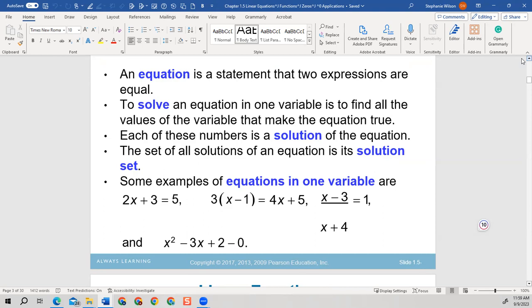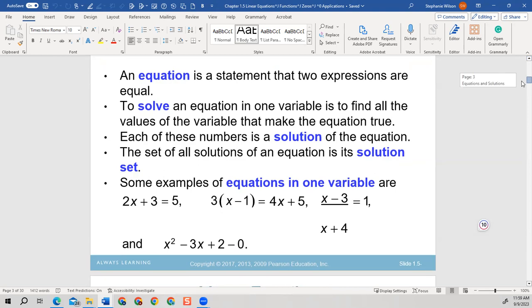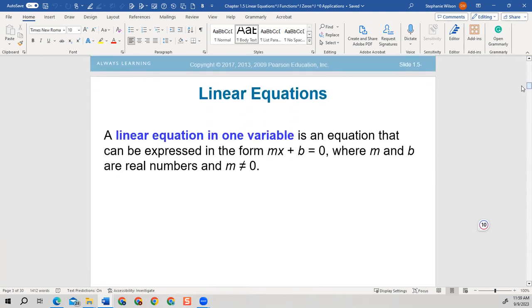And what they mean by one variable, you notice each one of these only has x. They don't have a y involved. A linear equation in one variable is an equation that can be expressed in the form mx plus b equals 0, where you notice that we only have x. We don't have y involved. m and b are real numbers, and m cannot equal 0 if we're going to have a linear equation here, because if m equals 0, then there's no x.